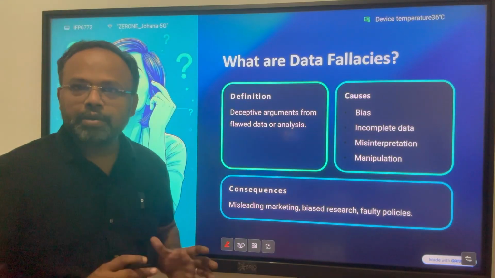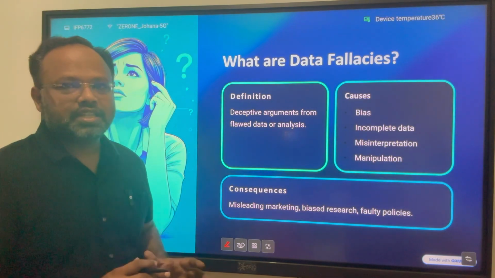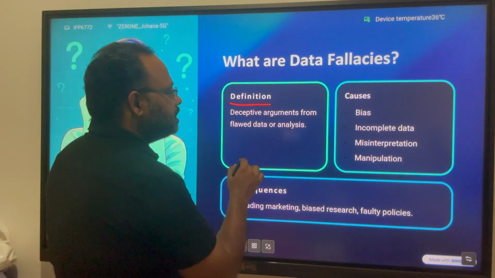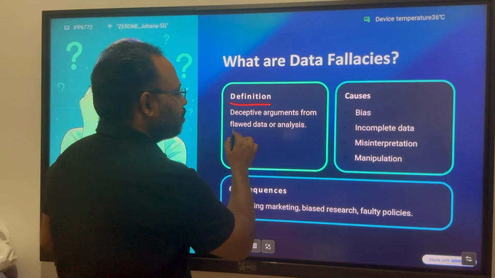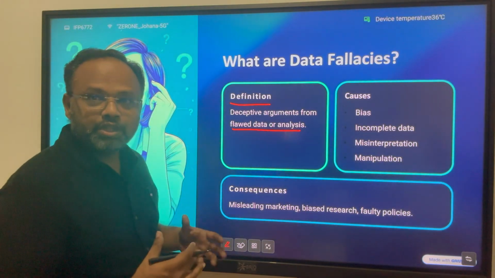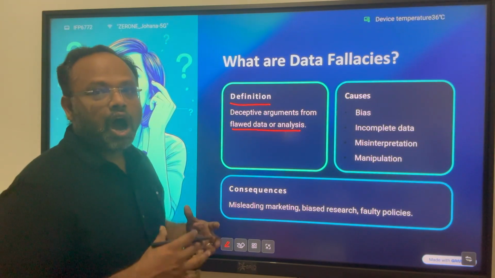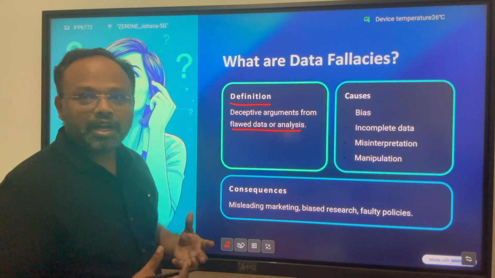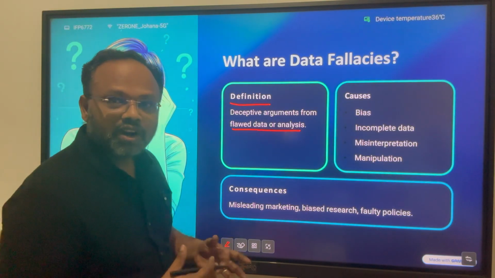Now, what do we mean by data fallacies or statistical fallacies? By definition, these are deceptive arguments from flawed data or analysis. Here, the fallacy may be due to the data collection itself, or during the analysis we may land up in data fallacies. Now, what are all its causes?